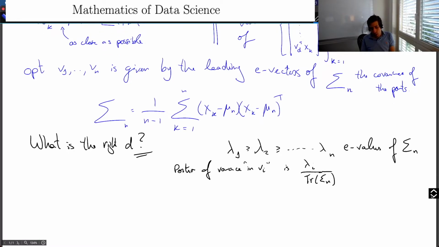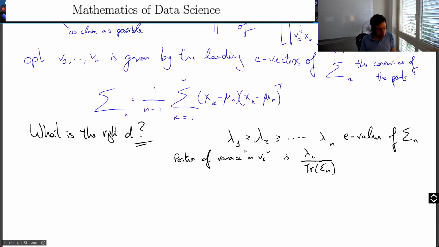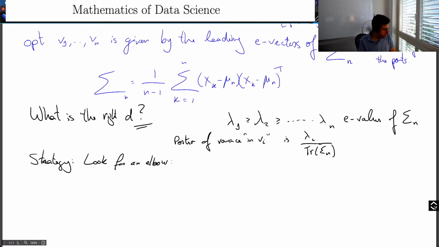Now, a natural strategy, a decent strategy, is to look for an elbow, what's called the elbow method. You can see this is not very mathematical, at least not for now. What I mean by this is, let's look at the following plot, where I take the biggest eigenvalue, the second one, third, fourth, fifth, and so on. It's sometimes called a scree plot.